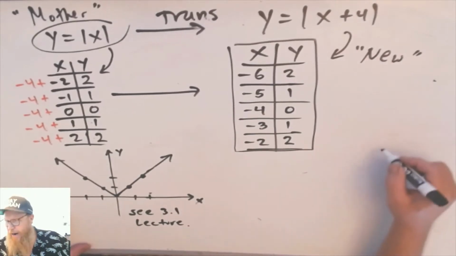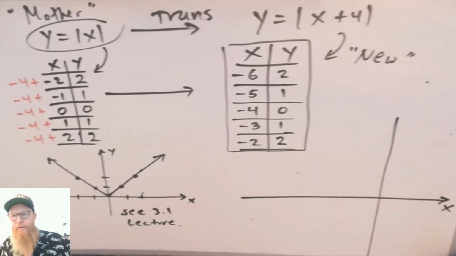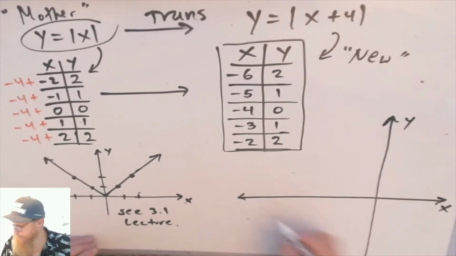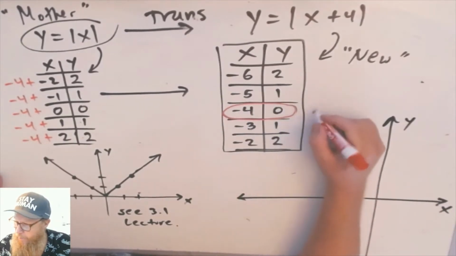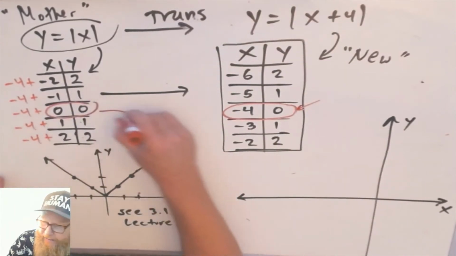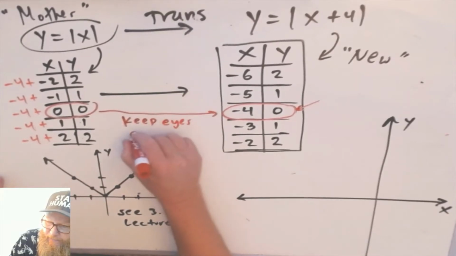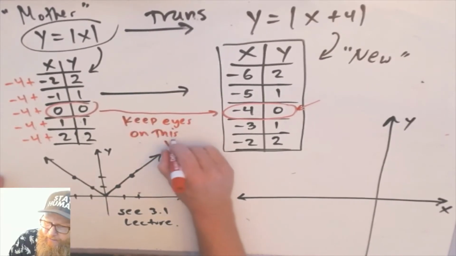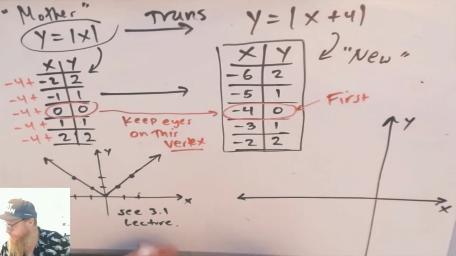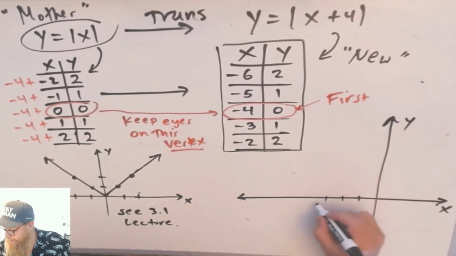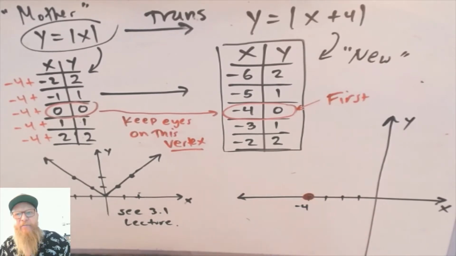All right, so the new graph, there's X, there's Y. Now this is a little bit tricky on the computer. You must plot this point first, the middle point. So keep your eyes on it. It's called the vertex. You must plot the vertex first. So -4, 0. That must be the very first point you plot.